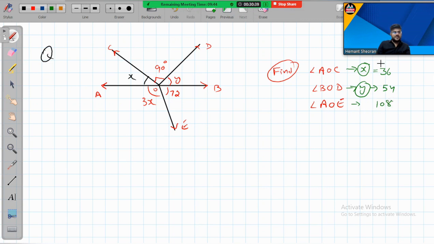How did you get 36 and 54? Because the other part is just that AB is a straight line. So how did you try solving it? 3x plus 72 equals 180. Found x, then 126 plus y equals 180. Okay, yeah, that's the correct way. Good.